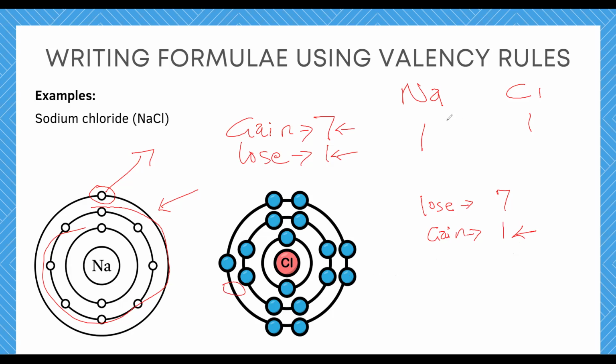All we do is the cross method, which is sodium Na1Cl1. And then finally we have NaCl. Did you see that? Is it difficult? No, I understand it.